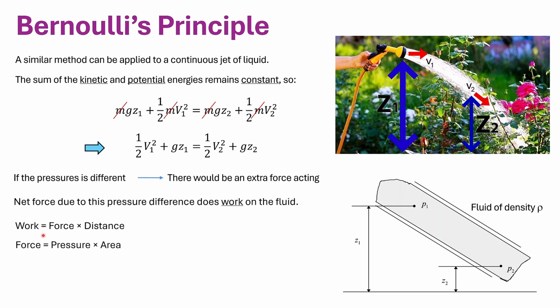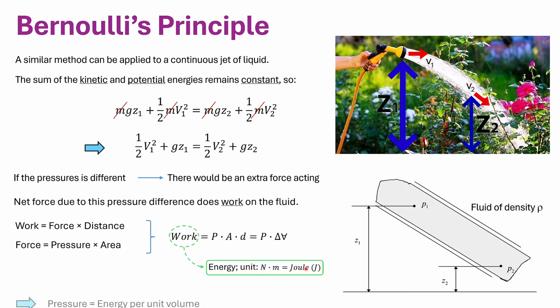So if you remember, work is force times distance, and force is pressure times area. So work becomes P times A times D. P is pressure, A is area, and D is the distance. A times distance is the volume, so work becomes P times delta V. We know that work is energy and has units of newton meter, which is joules. So based on this formula, we can say that pressure is basically energy per unit volume.